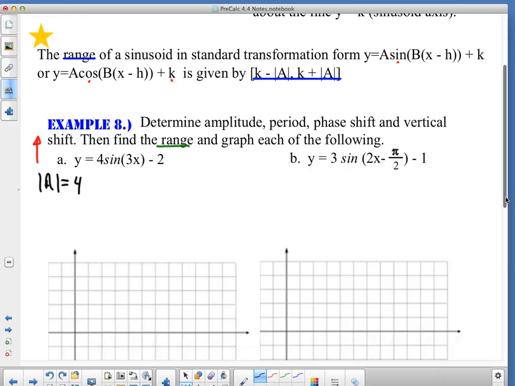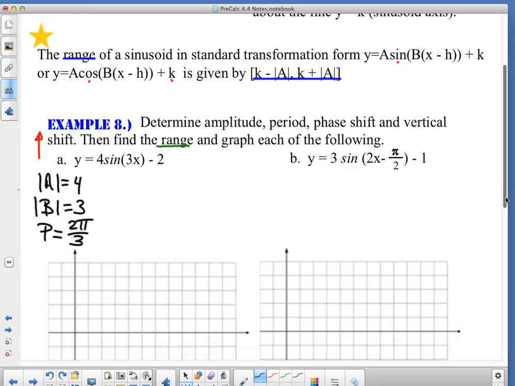As we go, we're supposed to find the amplitude. A is equal to 4. Now the next thing is period, but we get our period from the absolute value of b, and b is located right here at the 3, so that's 3. And we're still on period. P is equal to 2 pi divided by 3, so that's our period, 2 pi over 3.